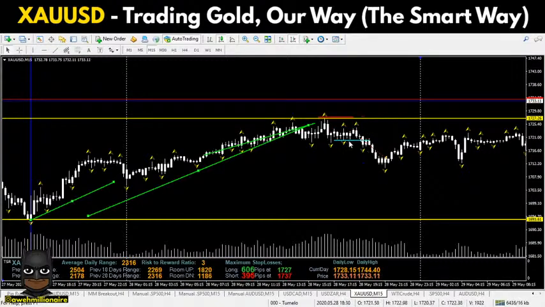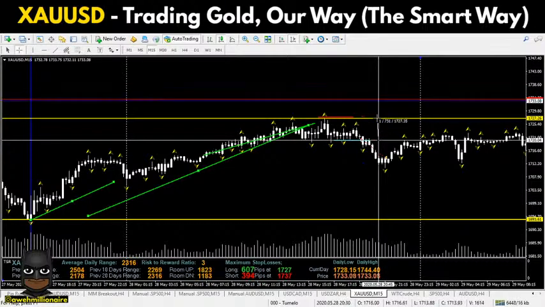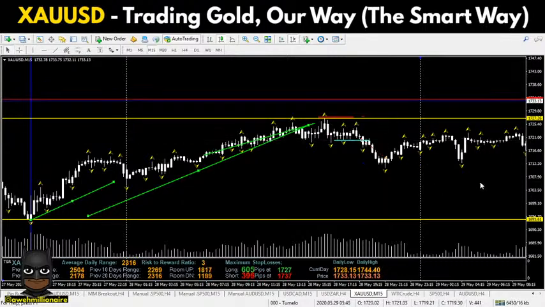So there we go: entry, stop loss, and then your target. Very, very simple. You just calculate it based on the pips from your stop loss to entry, and this one was a 70 pip stop loss, 73 pip stop loss, not too bad. And then boom, trade triggered, and it went to the take profit in just under 2 hours. And that's how you trade like a smart trader, and that's how you trade gold our way.